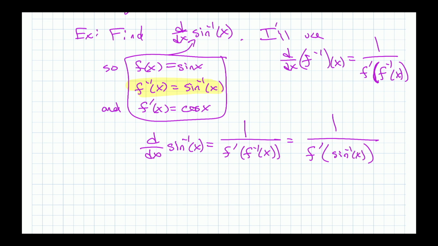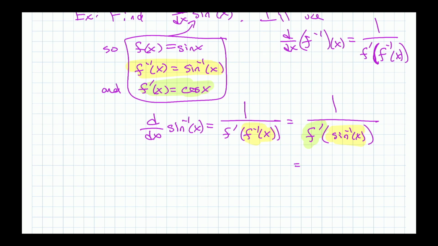Then we're going to need to know what is f prime. Well, f prime is going to be cosine. So 1 over cosine of sine inverse of x. And that's your derivative.